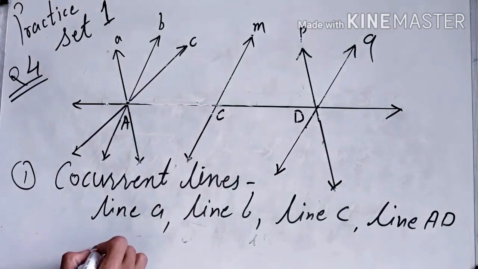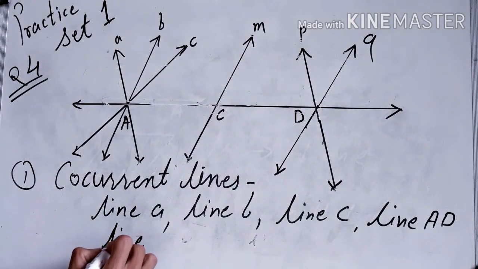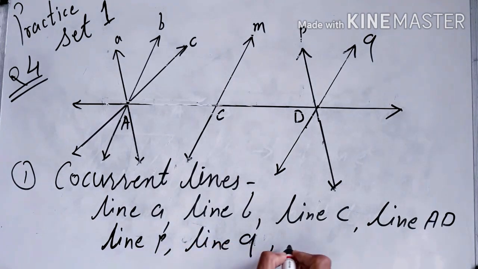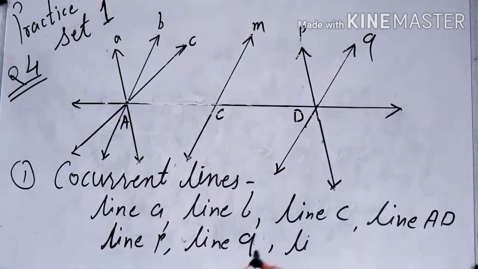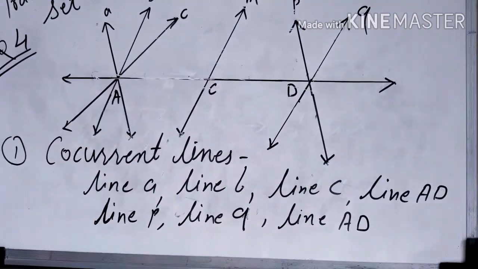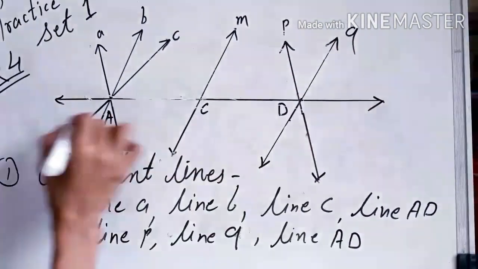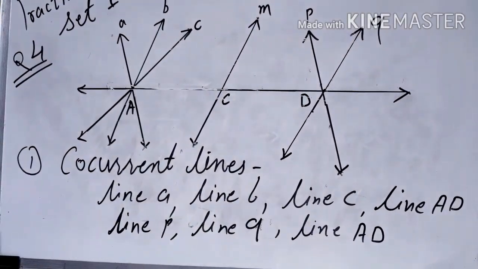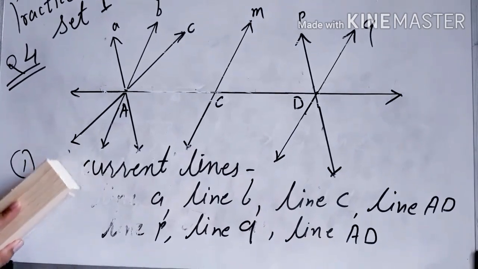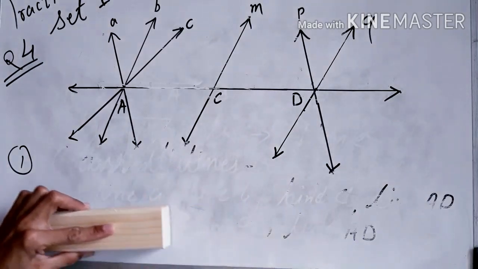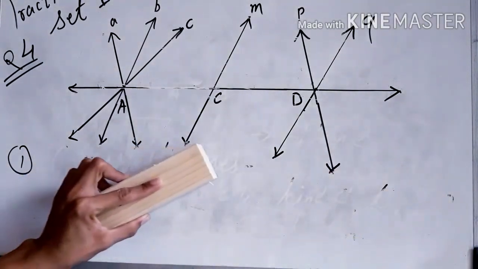Plus this side, which are the lines? Line P, line Q and line AD are concurrent lines. Here line P, line Q and line AD meet at the point D. So they are concurrent. Okay. And the next point they ask us, in this figure, is which are the points of concurrence.